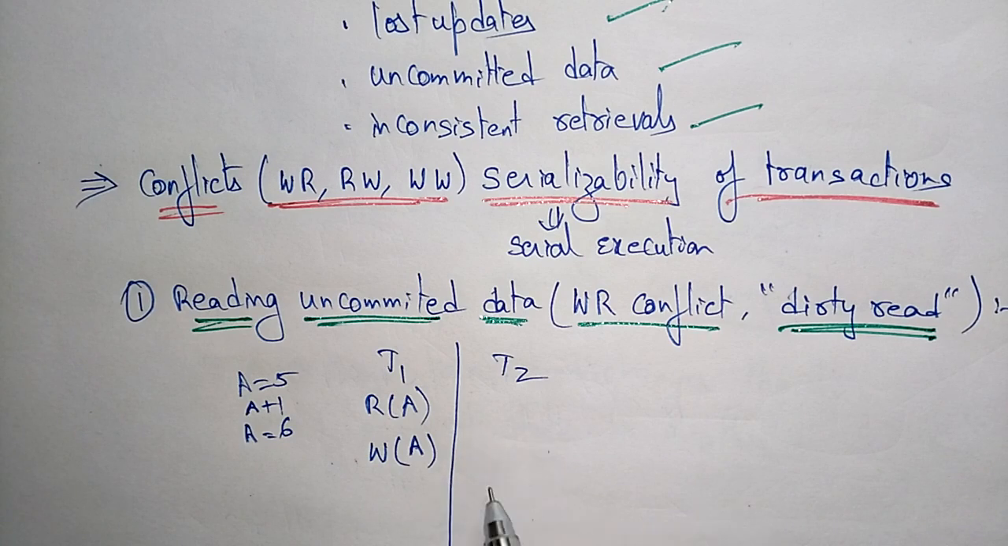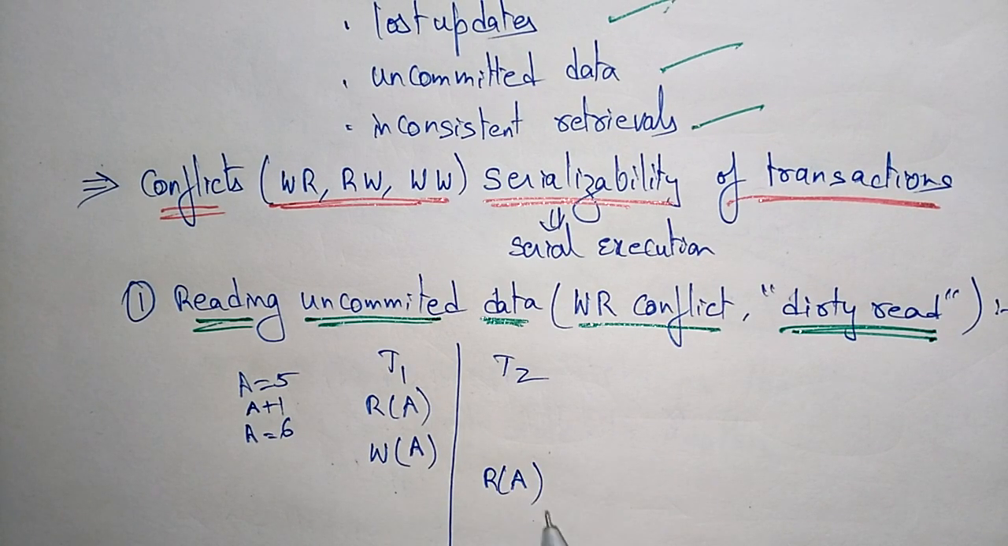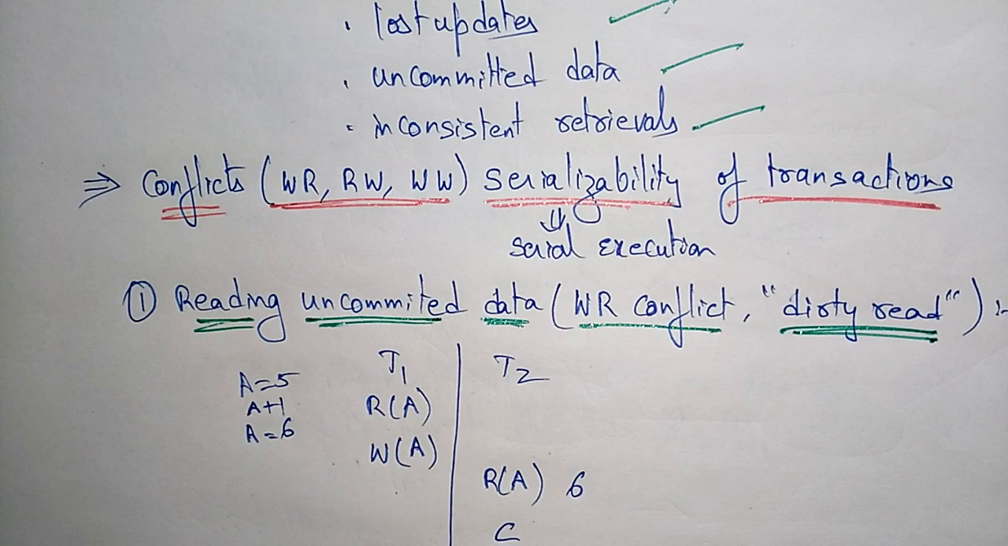Now coming to the transaction T2, what it does, it reads A. So whenever the T2 transaction is reading A, instead of 5, it reads the 6 value. After reading, it just commits. And again, the T1 is still incomplete. It reads the B value and it writes the B value, and suppose it is aborted.